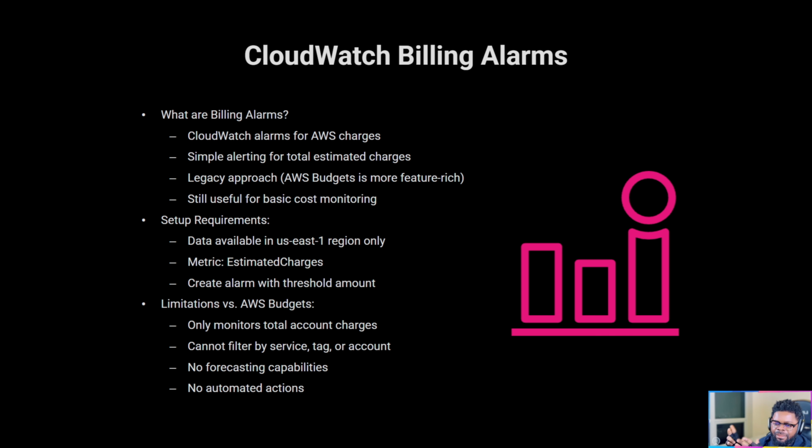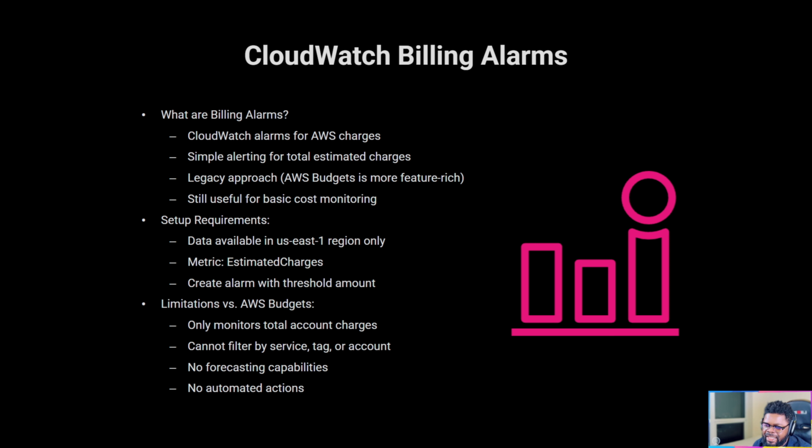So the budget that we saw has more features to play with than just using a billing alarm. But I'm going to show you how that works, right? It's still useful for basic cost monitoring if you want to go that route. Just so you know, that alarm can only be created in US East 1. We'll see that because that's where your cost data is. And then you can do estimated charge.